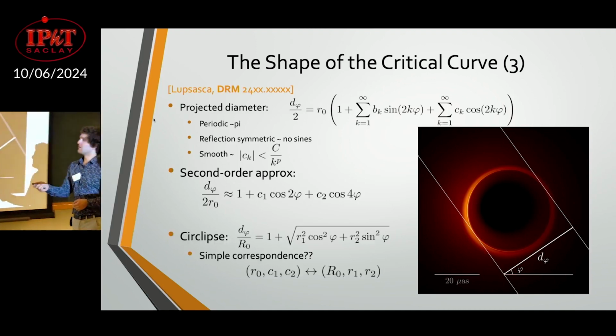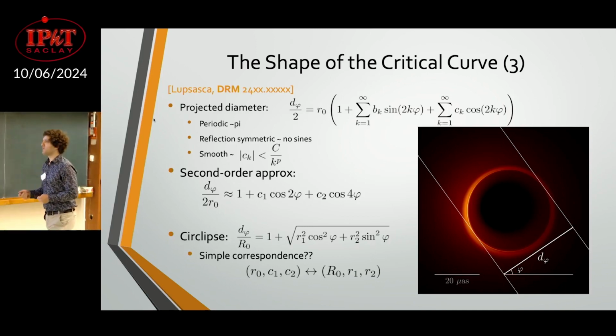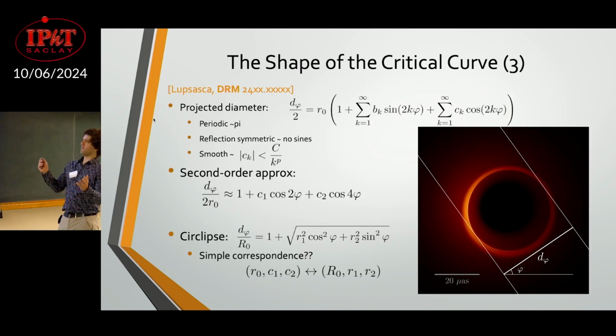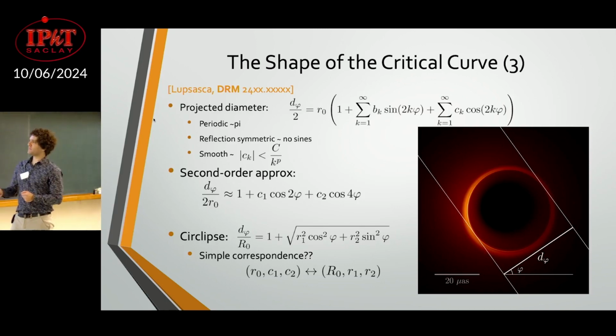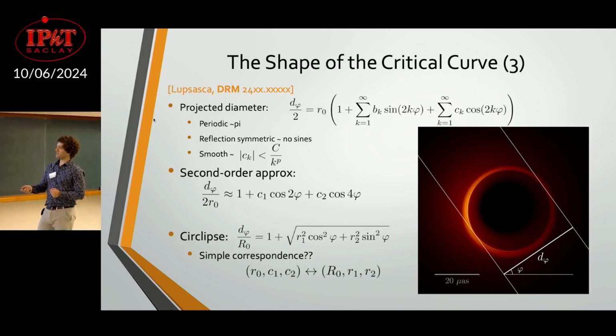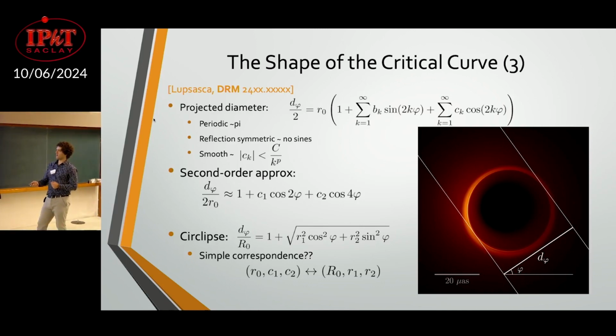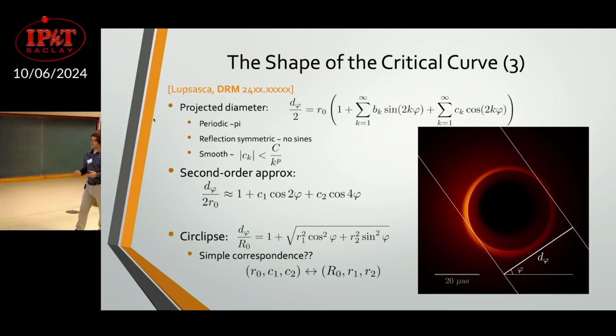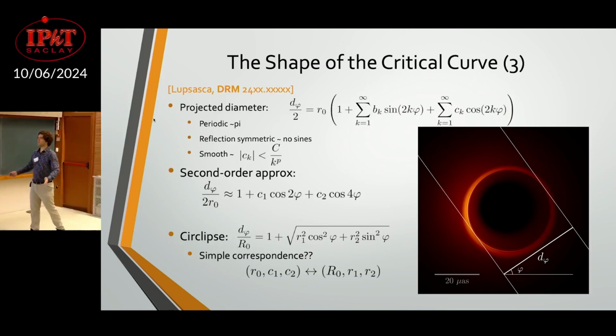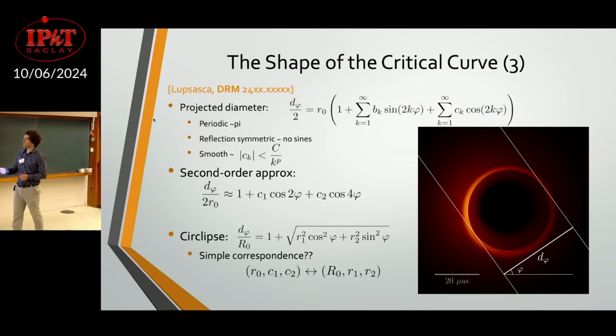Now you might wonder why exactly two Fourier coefficients. Well, if you compare what we have from just our simple Fourier series to the circlipse, the circlipse is also determined by just two parameters, if I take out the overall scale, which I've also done with my Fourier series. And so you might think, well, this is explaining why the circlipse works so well.